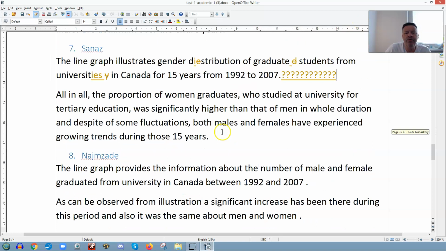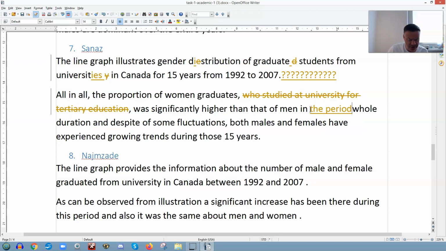All in all, the proportion of women graduates at the university for tertiary education, well, we don't need that, because you've already said it. We don't need that at all. Was significantly higher than that of men in whole duration, in the period, you mean. And despite some fluctuations, both males and females have experienced a growing trends, well, an increase in numbers, I don't know who would use that, during those 15 years. Okay.